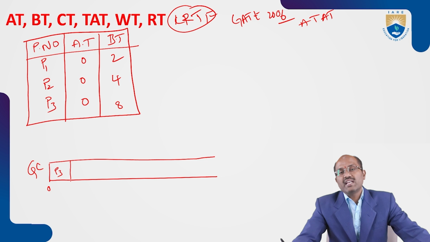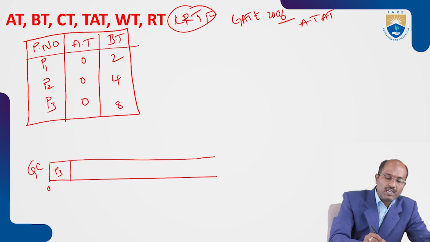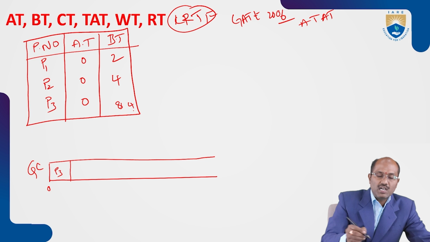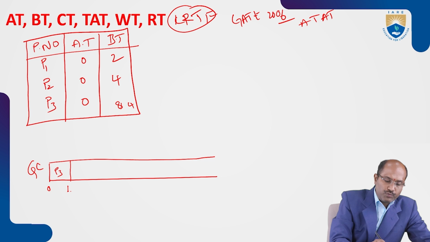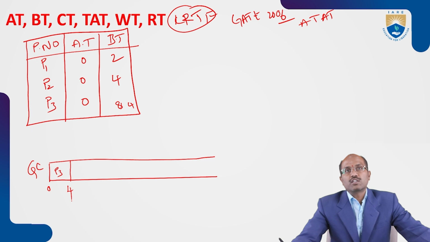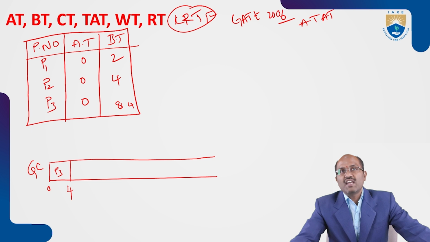It is longest remaining time first. So it executes 4 units only, because P2 is 4. The remaining burst time is more for the P2 process, so that's why it executes 4 units of time only. Remaining 4 units of time are left, because that process starts to execute. So P3 executes up to 4 units of time, and 4 units of time are left to execute.